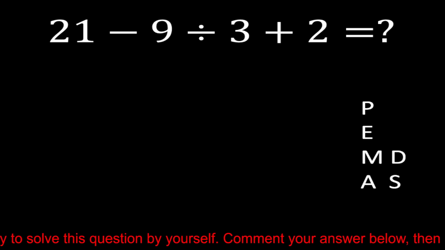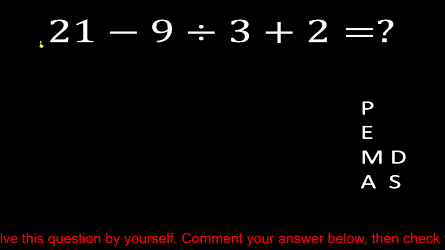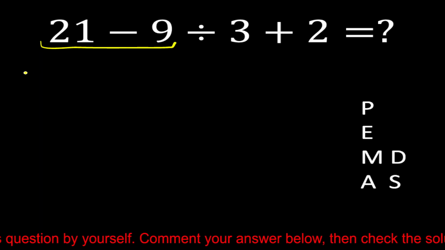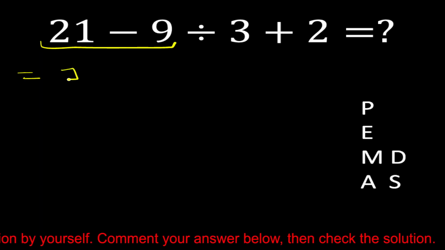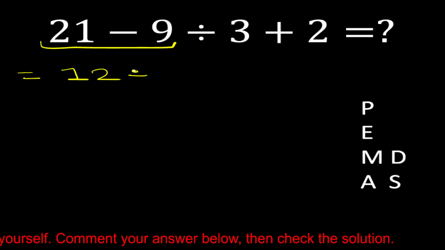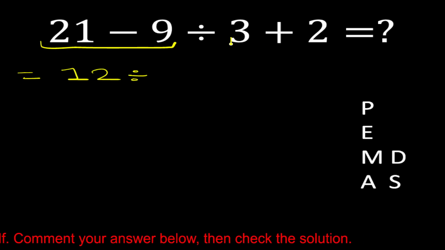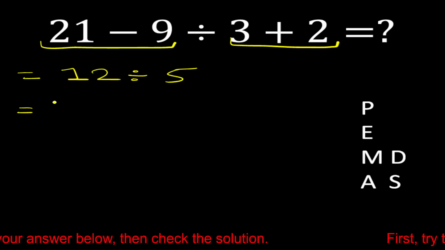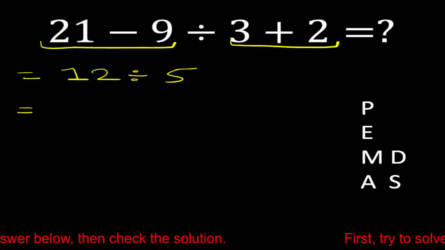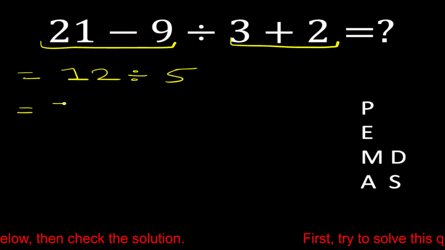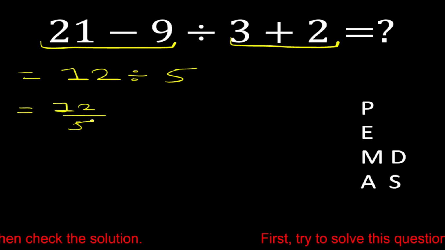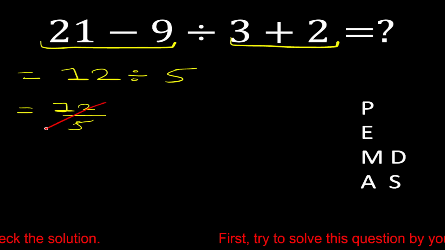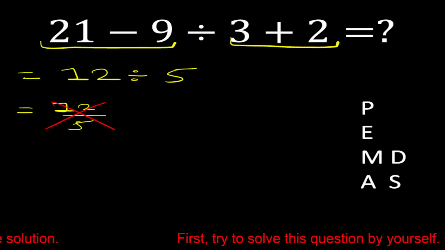So most people solve this question like 21 minus 9 is equal to 12, divide 3 plus 2 is equal to 5. So now 12 divided by 5 is equal to 12 upon 5. Okay. But this answer is not correct. This answer is completely wrong.